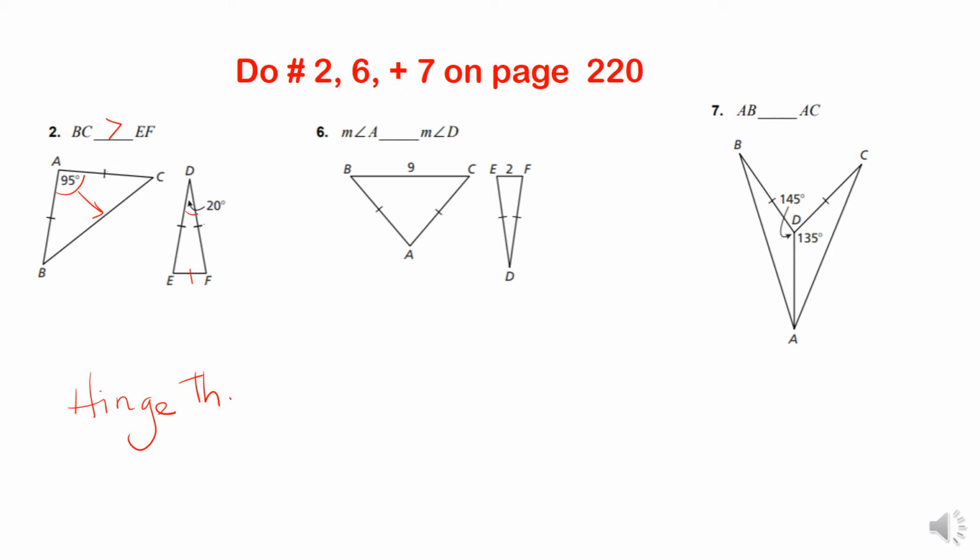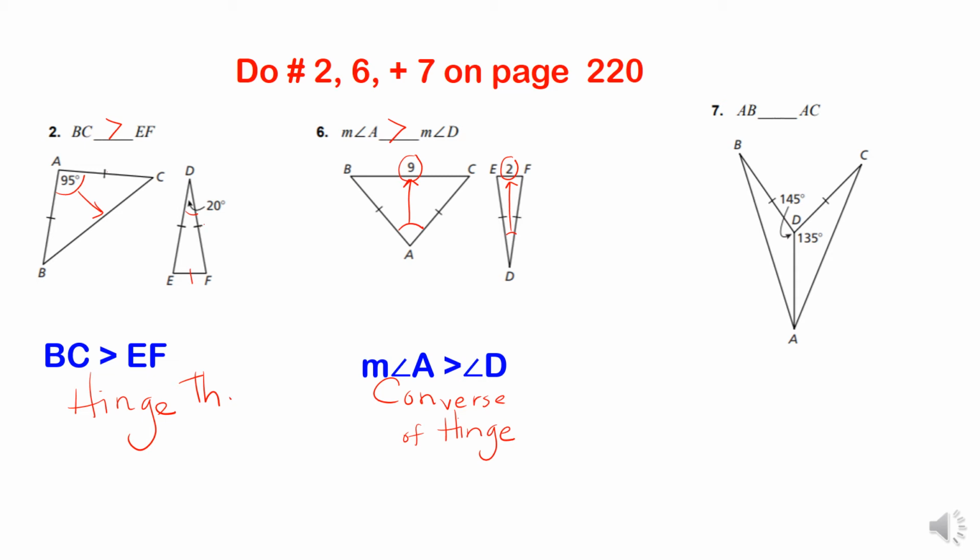Okay, now we're going to look at this one, and they're giving us the measure of a side, and they're asking us about the angle. So for this one, we're going to use the converse of the hinge theorem because we're being given the opposite side. So we have the two sides again equal, and we're looking at angle A and angle D because those are the included angles. Angle A, the side opposite angle A is 9. The side opposite angle D is 2. So we know that the measure of angle A is greater than the measure of angle D.